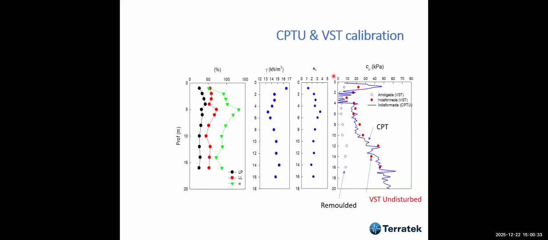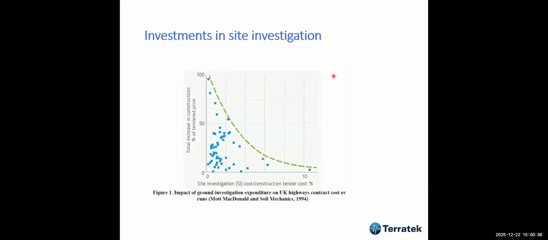calibrate the parameters. And by finalizing the site investigation in soft soil, the question is, how much should we invest in a soft soil project if you have a huge project? So this plot shows the total increase in construction cost, percent of tender price, versus the site investigation investment. Okay, if we invest 10% of the project price in site investigation, you have very small variation.